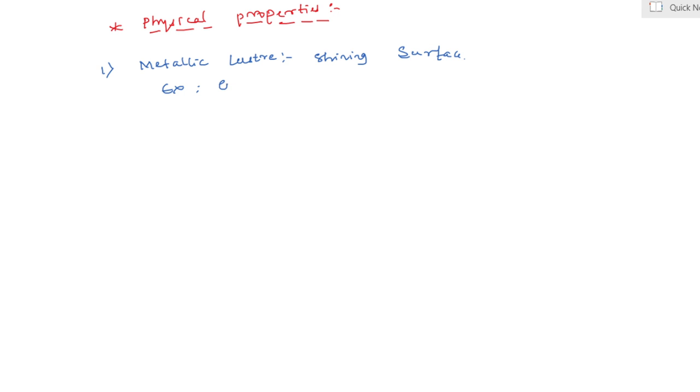metals like gold, silver, platinum are known for their shining surface. Yes, my dear students, luster means what? Shining surface. Yes, this property is called metallic luster. Examples, gold, silver and platinum. Yes, my dear students, a second physical property is hardness.